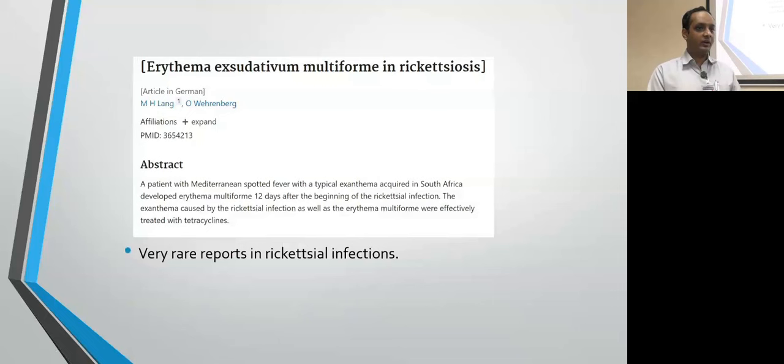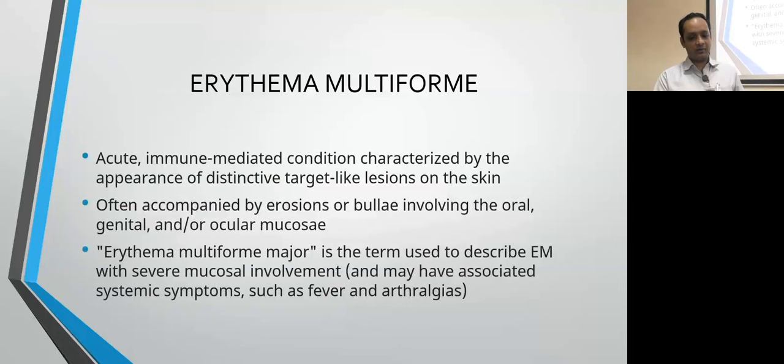So it's an acute immune-mediated condition characterized by the distinctive target lesions, the typical targetoid lesions that we saw. It's often accompanied by erosions or bulla involving the orogenital or ocular mucosae. Now, erythema multiforme major refers to severe mucosal involvement, that is more than two or three lesions, and or systemic involvement, that is fevers and arthralgias. Otherwise, we call it erythema multiforme minor.